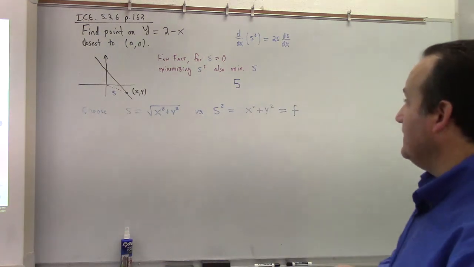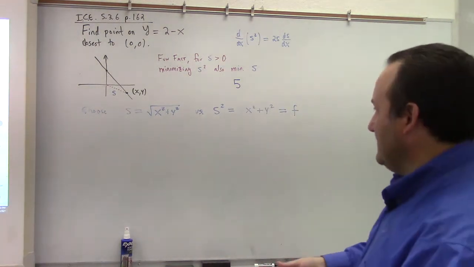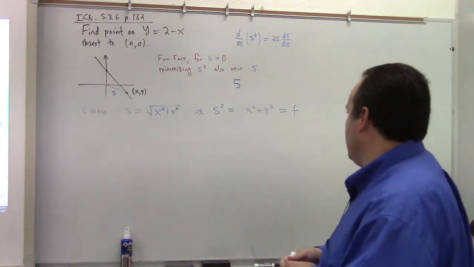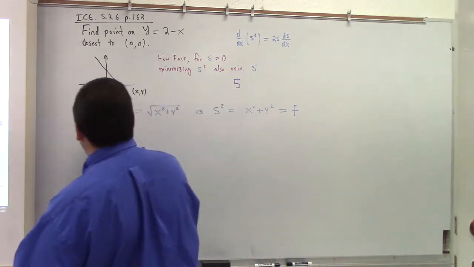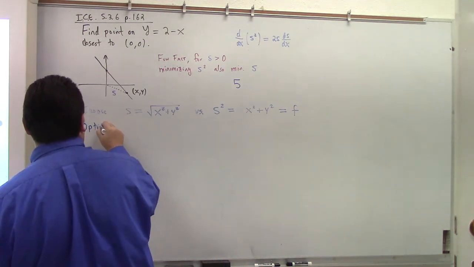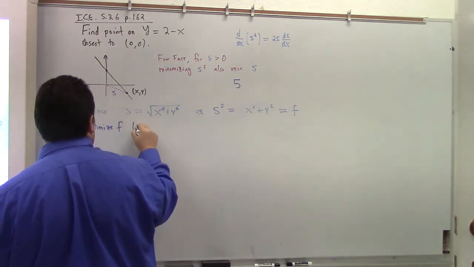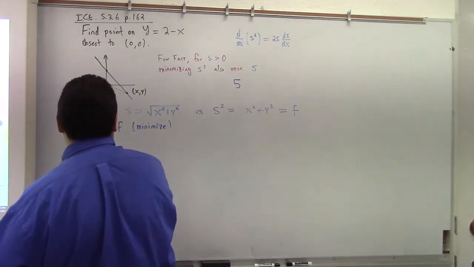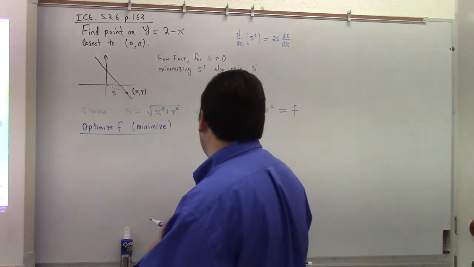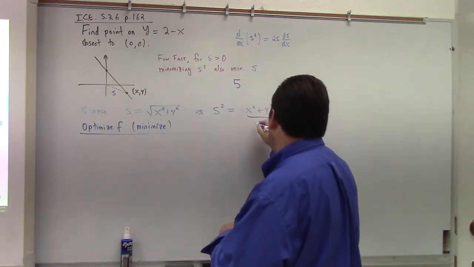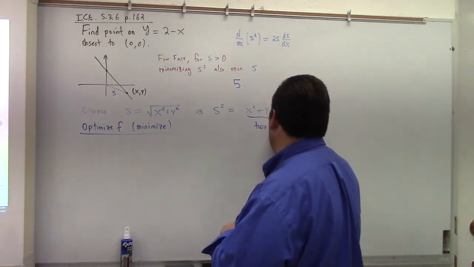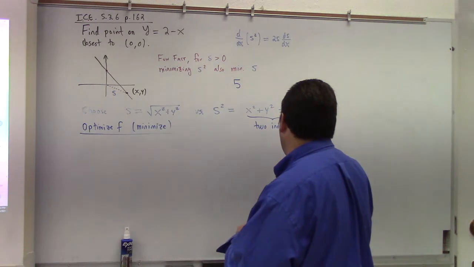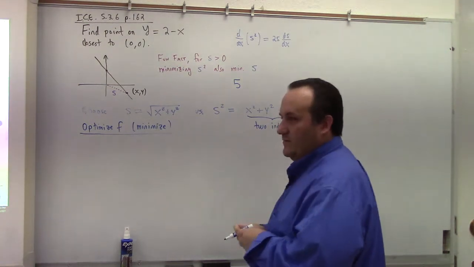Okay, so guys, we need to optimize s squared, right? So you optimize f. That's our goal. In this case, we're trying to minimize it. Now, what's the trouble with f? Look at this. Oh, wait a minute. Two variables, right? Two independent variables. Well, are they independent, though? Well, no, right?